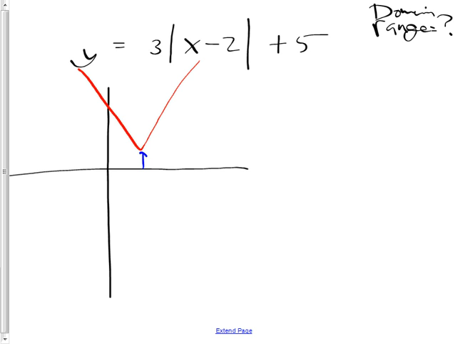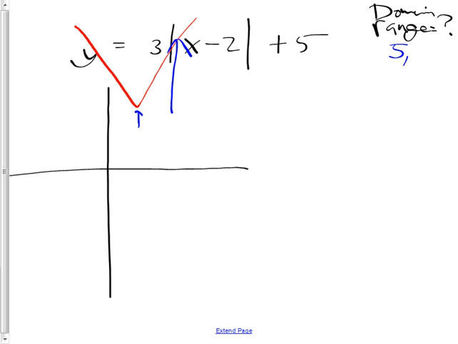Up 5. Okay, I really should go up higher. If I did right 2, up 5, I should go more like that. There we go. Okay, that spot right there, it's not the 2, it's the 5. It's how high up it was. So it would be from 5 to, and it keeps going how far? Infinity.